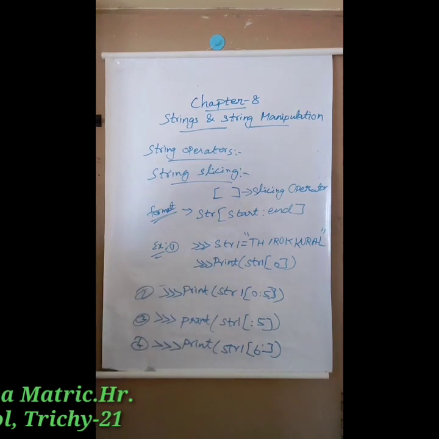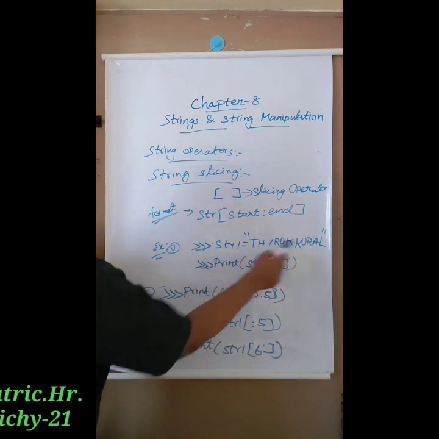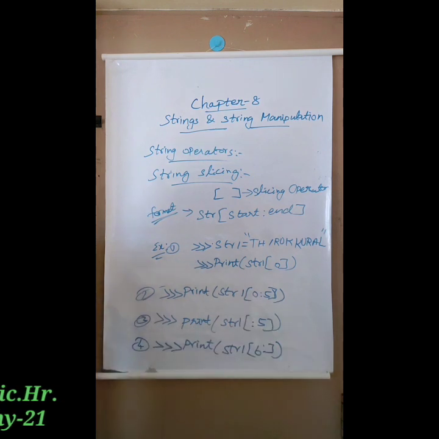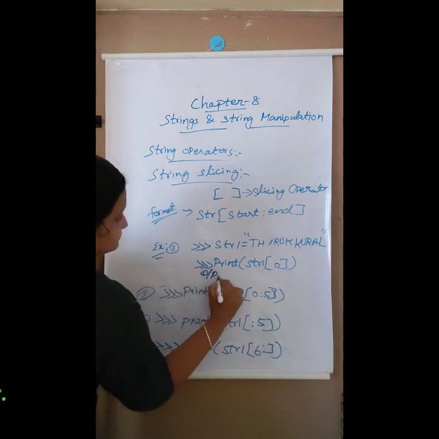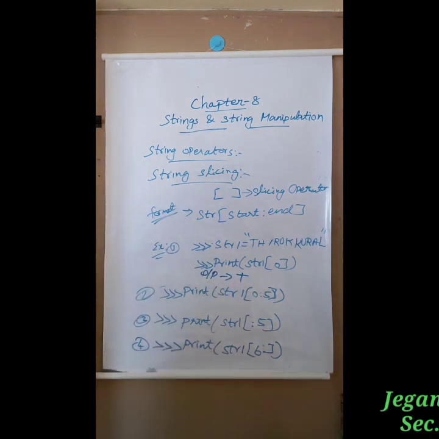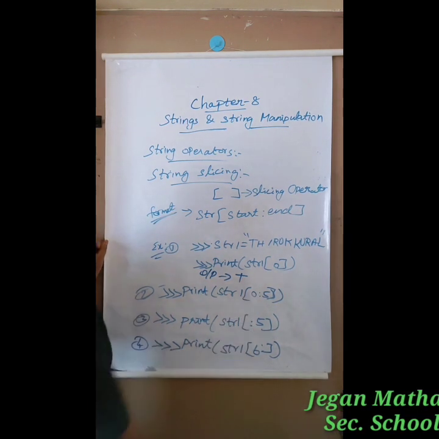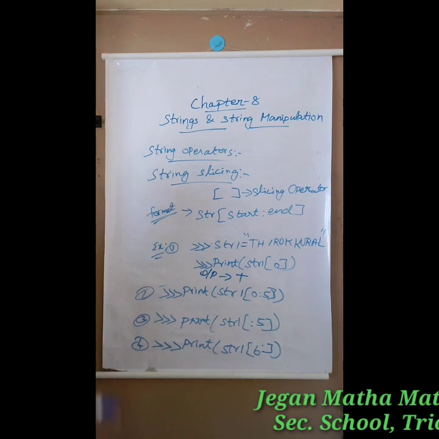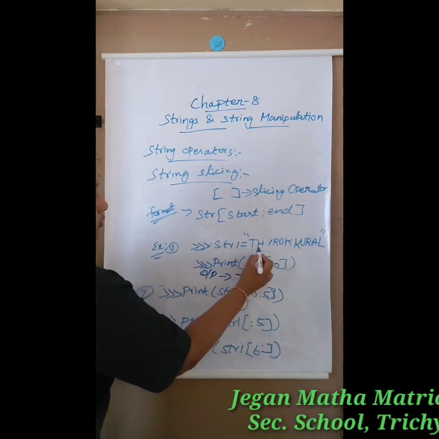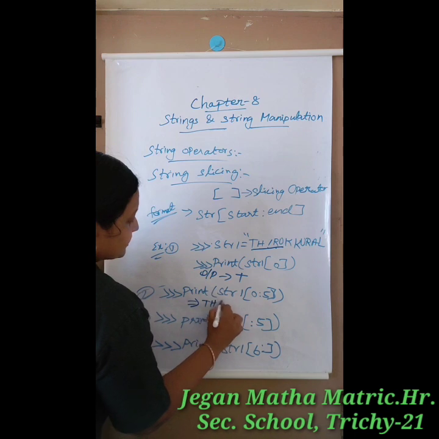The first example slices a single character from a string. The string value is Tirukural. Here, print string 1 of 0. The 0 value is T, so it produces the output T. The second example slices a substring from index 0 to 4. The starting value is 0 and the end value is 5, so 5 minus 1 is 4. So 0, 1, 2, 3, 4, up to this. The output is Thiru.